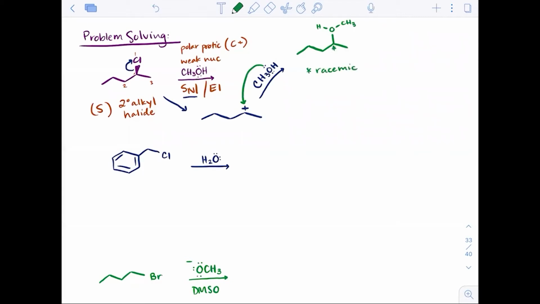Why are we getting a racemic mixture? Well, think about that carbocation intermediate. When we imagine the carbocation, it's got a top and a bottom side. It's trigonal planar, right? So when that nucleophile wants to attack, it can do so from the top or from the bottom. So we are getting a 50-50 racemic mixture where that nucleophile could attack from the top and create one stereoisomer, or it could attack from the bottom and create the other stereoisomer. And then we would just need to do our cleanup step.